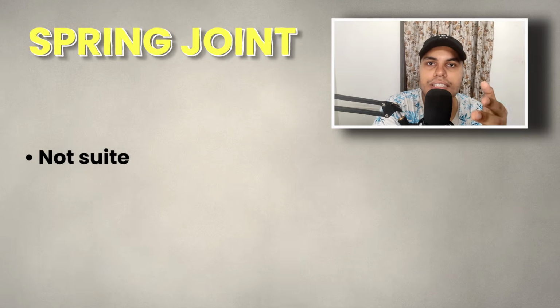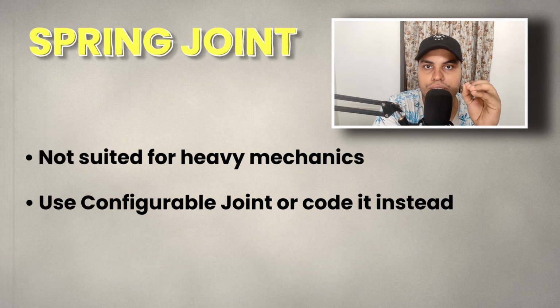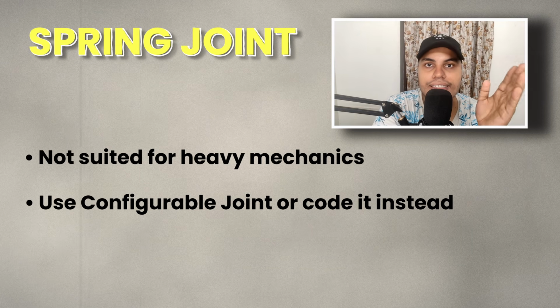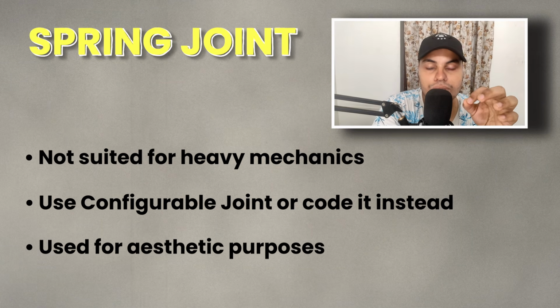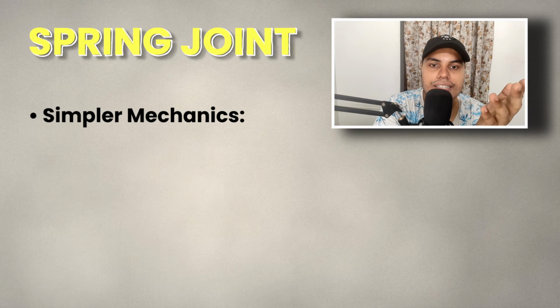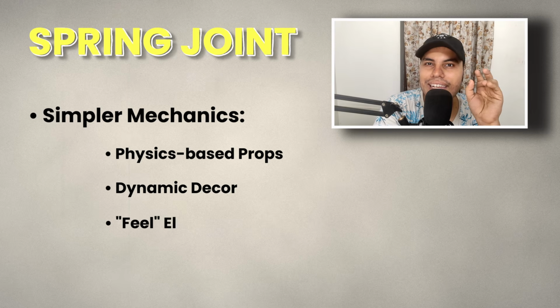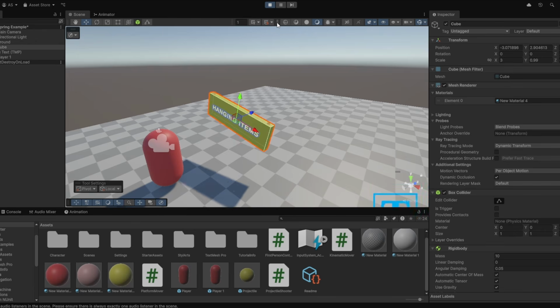Next up is the spring joint. Now, I don't recommend using it on anything mechanical. It is better to use something called the configurable joint or hard code mechanics instead. Spring joint can be used for aesthetic purposes, not to create gameplay centric things like trampolines. But it's very useful in other simpler mechanics like physics based props, dynamic decor, and feel elements. Spring joint is primarily for adding life and natural motion, not mechanical precision.